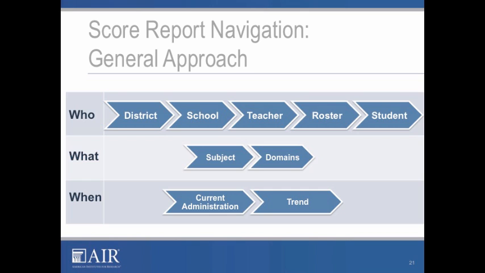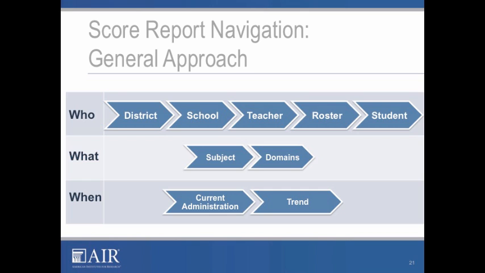The Who drop-down list determines who will be listed in the report, including all students associated with the district, school, teacher, or roster that you clicked. Note that a teacher can be associated with more than one roster of students. The What drop-down list lets you explore the data by each domain within the selected subject or content area. Note that for Iowa, ORS has only one subject, ELPA21.